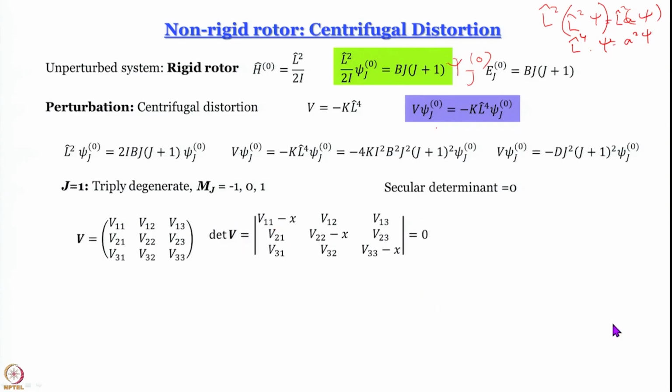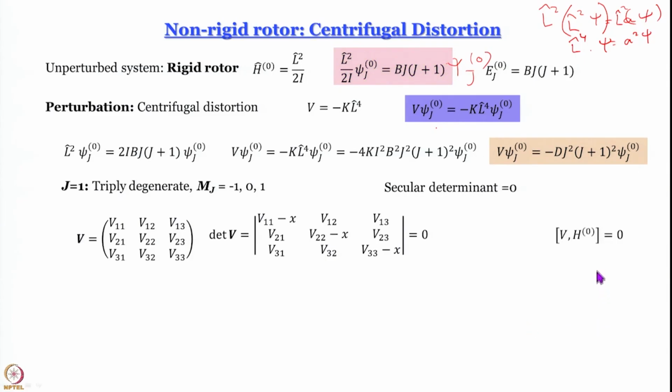Okay. Now see, we will try to simplify these expressions for V11, V12 and so on and so forth. To do that, we will remember that the psi j 0th is really an eigenfunction of the operator V, and it has an eigenvalue minus D into j square into j plus 1 whole square. So, with that let us begin.